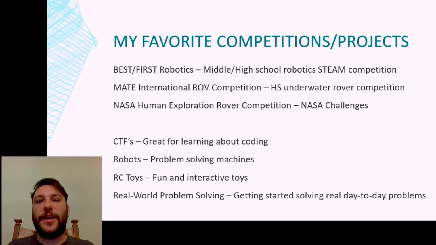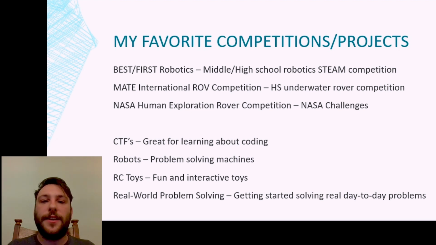So let's go ahead and talk about some of my favorite competitions and projects. I got my first start with FIRST and BEST Robotics, which is a middle to high school robotics STEAM competition, which also includes the arts portion, which is a booth that shows off your project. And basically you're trying to sell your robot to the investors around. Next is the MATE International ROV competition, which is a high school underwater rover competition. Finally, you have the NASA Human Exploration Rover competition. And one great way to get students interested is even just mentioning NASA.